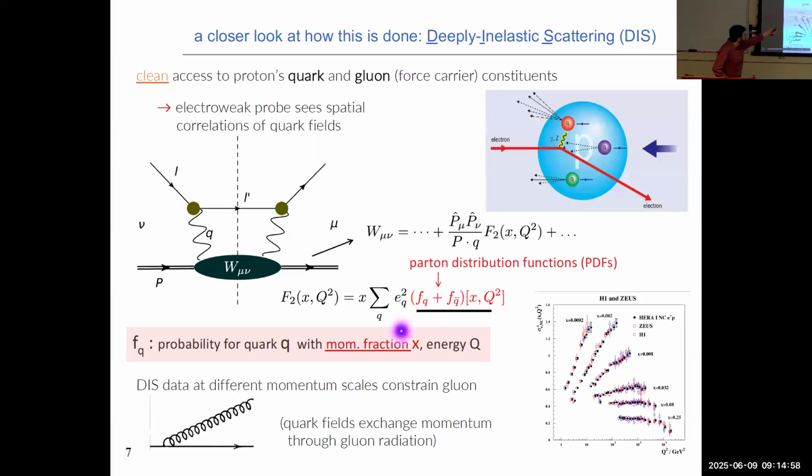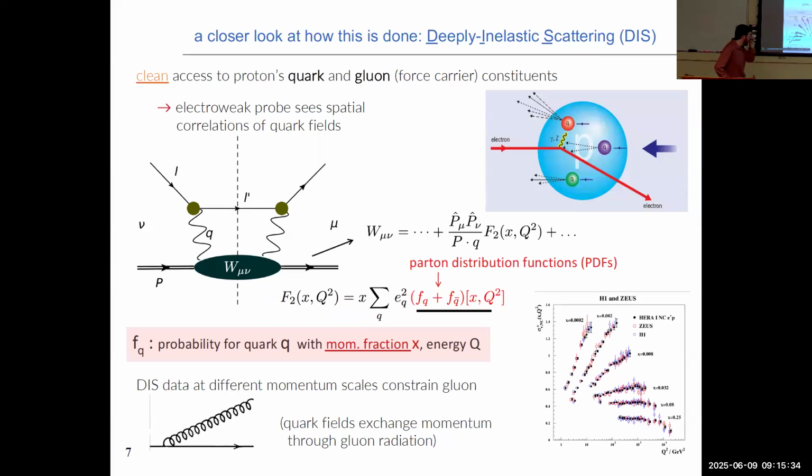And the crucial content of the PDFs is their dependence on a longitudinal momentum fraction x, the longitudinal momentum fraction that they carry of the proton engaged in the scattering interaction, and then some energy, or momentum scale Q, that's related to the virtuality of the exchange boson in this process, for which I write a proper Feynman diagram at the left. And of course, what we do is we measure this type of process by measuring the structure function or the cross-section for DIS at many, many different energies.